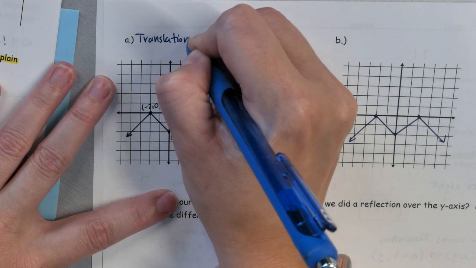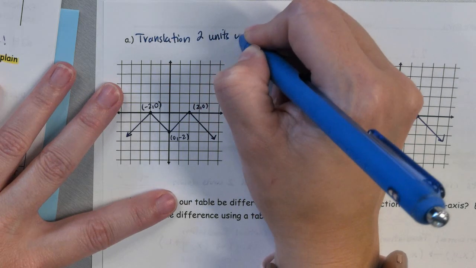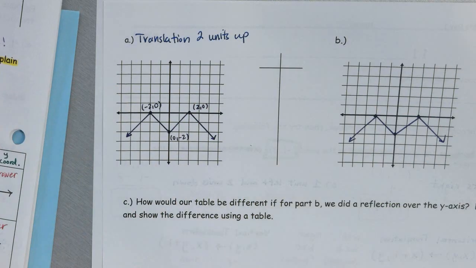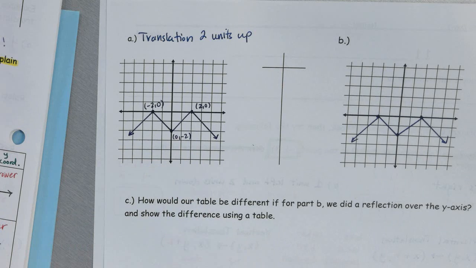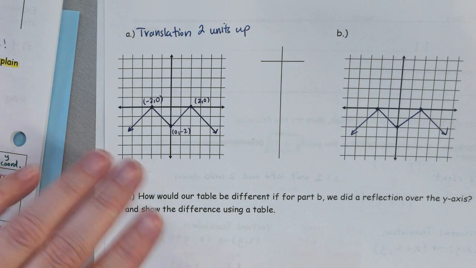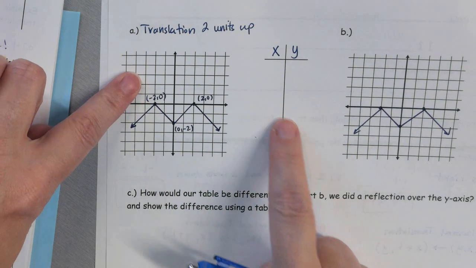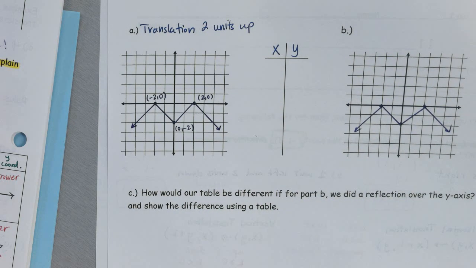All right, and then for A, we're doing a translation of 2 units up. So the first thing I want you to do is just do the translation on the graph. The translation of 2 units up. And then once you get those new coordinates, that's what you're going to put in the table. Okay, so new coordinates are in the table. So you don't have to label the new coordinates on your graph because it's going in the table.